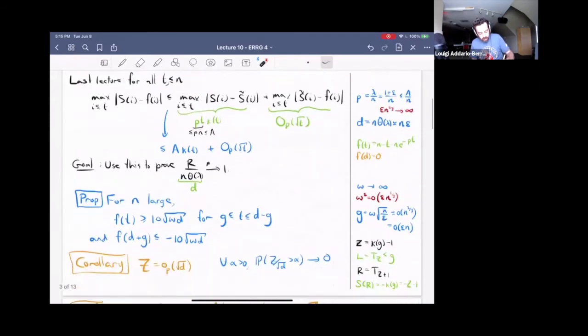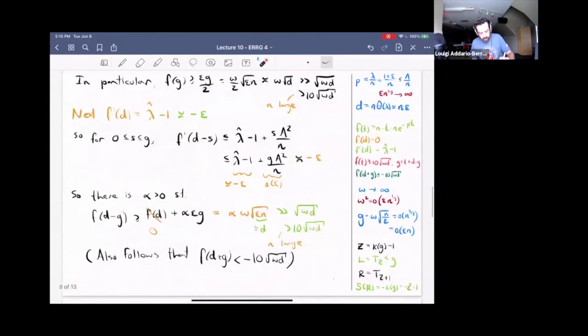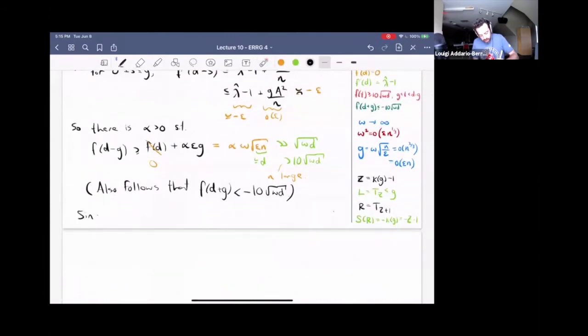Since that's the last observation, since f is concave, it follows that f of t is bigger than 10 root omega d for all t in the interval g to d minus g.